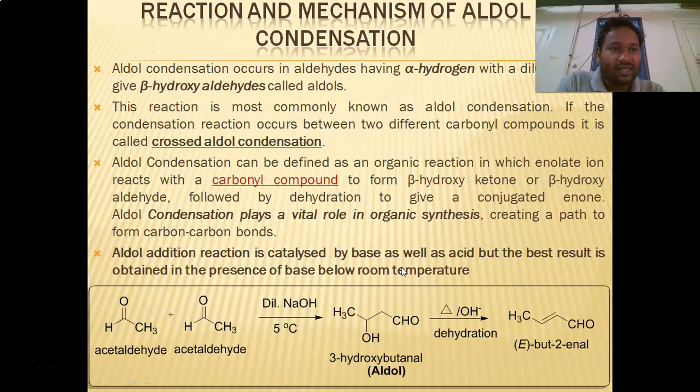This aldol condensation can be called a cross aldol condensation if the aldehyde and the ketone are not the same; there should be a different aldehyde and ketone. That kind of aldol condensation in presence of base, forming the beta hydroxy ketone or aldehyde, is said to be a cross aldol condensation reaction.